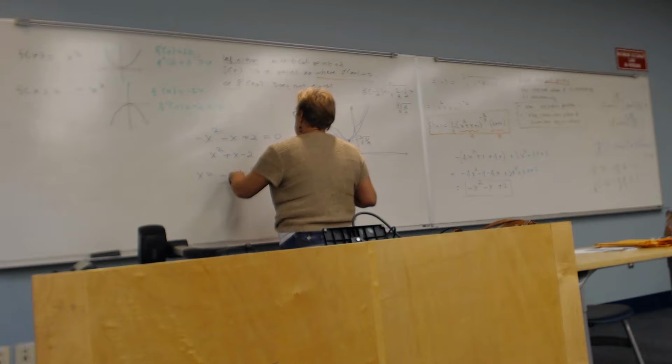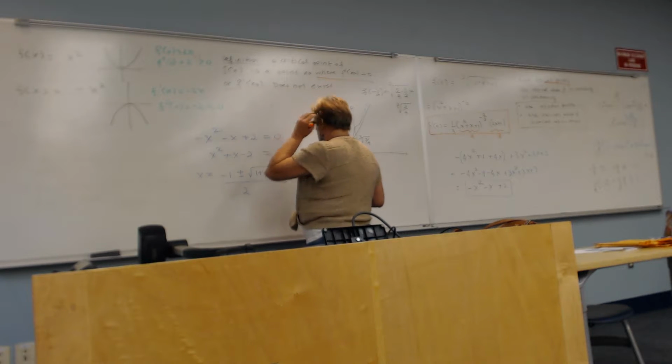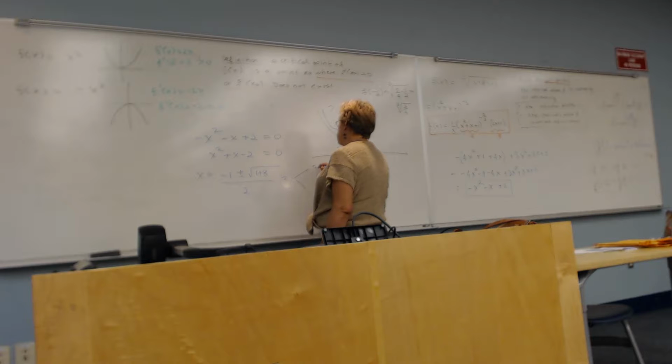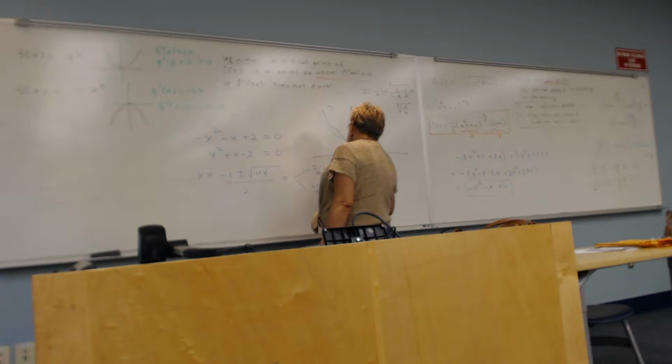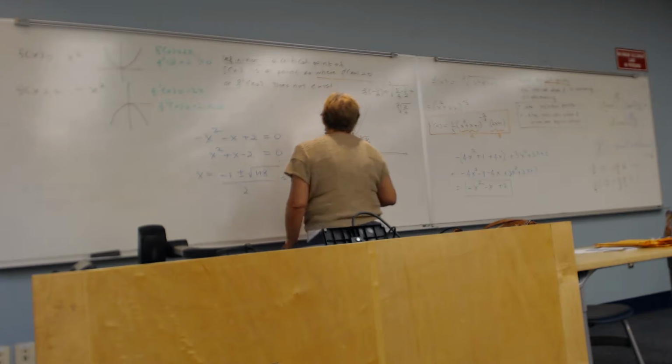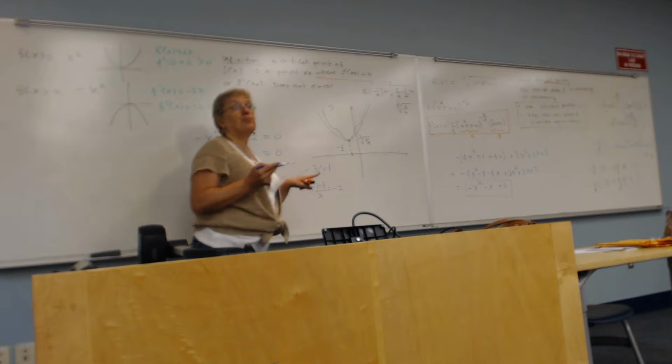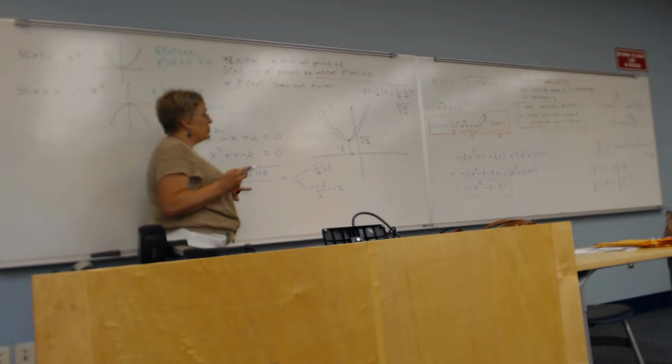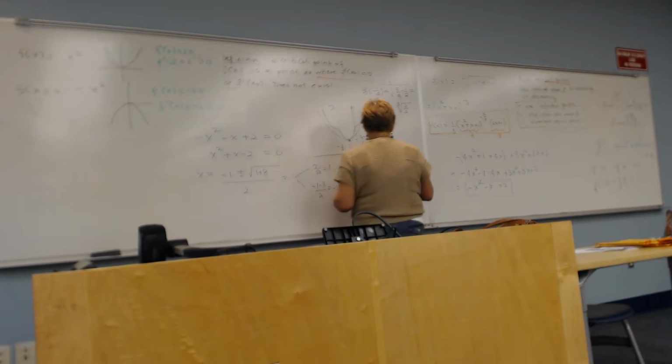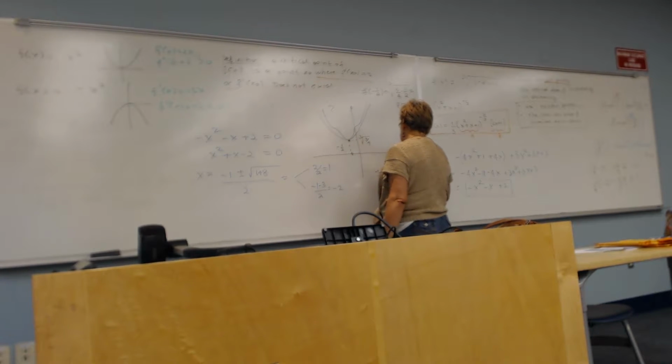So when the sign is a plus, we have minus 1 plus 3, so we have 2 over 2, which is equal to 1. When the sign is a minus, we have minus 1 minus 3 over 2, so we have negative 2, right? So these are 2 inflection points, right? So 1 and minus 2 are inflection points.